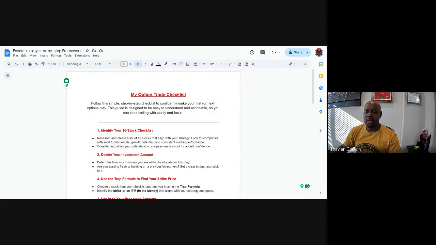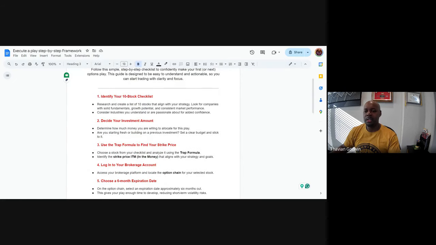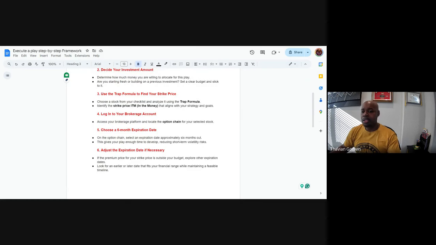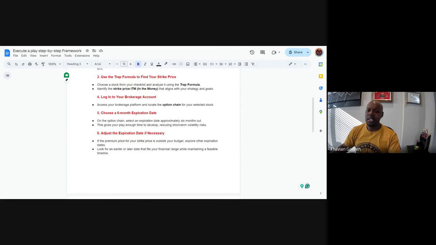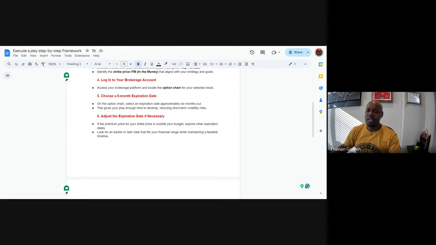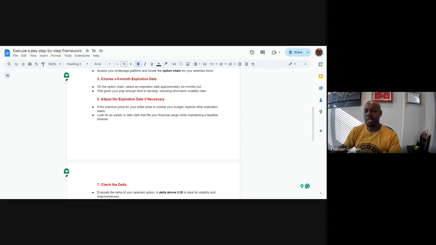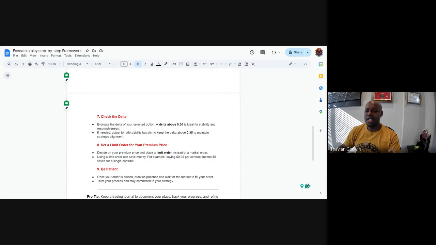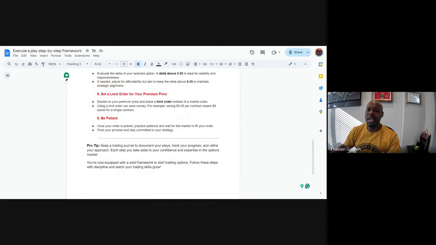Going back through the 10 stock checklist: decide how much money you want to invest. Use TRAP's formula to execute your strike price. Log into your brokerage account. Choose the expiration date 6 months out. Adjust your expiration date if necessary to save money within your budget. Check your delta. Anything above 50 cents is great, but if you need to adjust, anything above 35 is also good. Set your limit orders. Don't go market. Save a few dollars by setting a limit order, and be patient. Be patient. That is going to be the key.